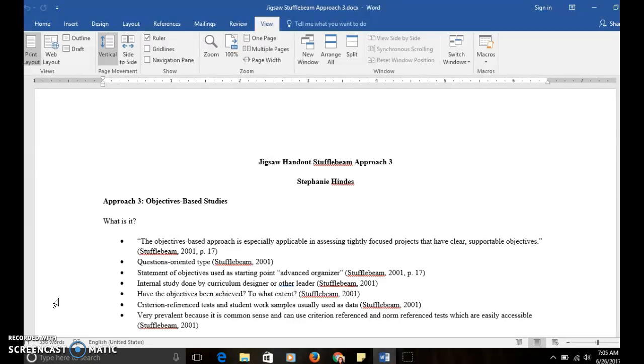Stufflebeam says that the objectives-based approach is especially applicable in assessing tightly focused projects that have clear, supportable objectives. So, basically, this type of study focuses on questions that are around the objectives for the organization. The evaluator would start with the objectives and then figure out if they're actually achieving those objectives.